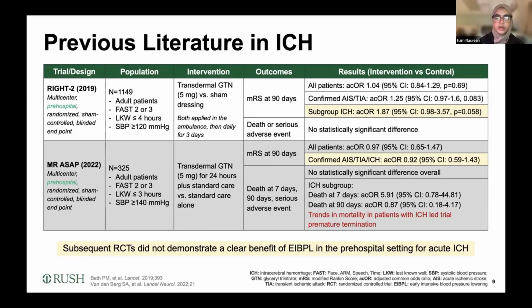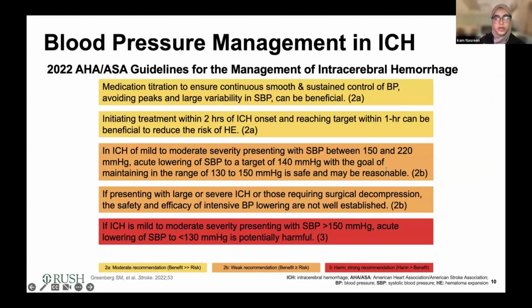And both of these trials evaluated modified Rankin scores at 90 days, and for subpopulations that included patients with ICH, neither of these trials found any statistically significant difference. And the Mr. ASAP trial actually showed trends towards increased mortality in patients with ICH, which led to premature trial termination. So although we hypothesized that early intensive blood pressure reduction would improve functional outcomes in patients with ICH, and we have some subgroup analyses that showed benefit, these subsequent RCTs did not show a benefit in this patient population in the pre-hospital setting.